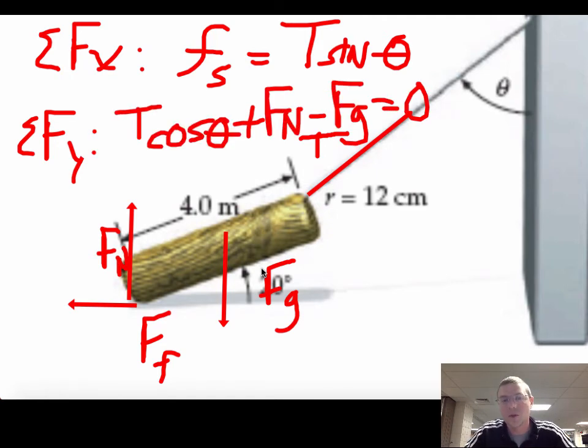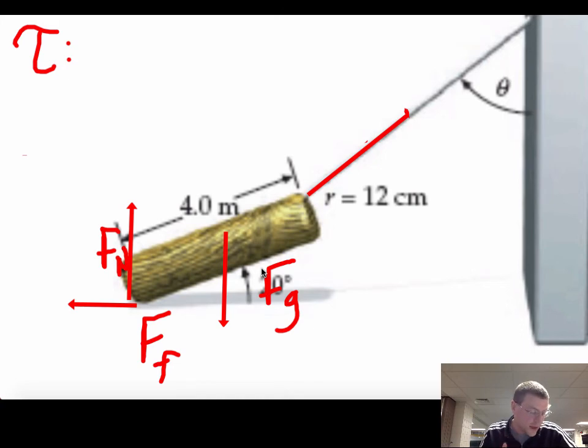In the y direction, my forces are T cosine plus the normal force. Those two are both up, and the force of gravity is down. So again, things that you do know is you know the mass of this log, you do know the coefficient of friction, and you know the length of the log. That's really what you want to focus on. So right now in forces we don't have a lot going on, so that means we have to look at torques. So when analyzing torques, we need a pivot point.